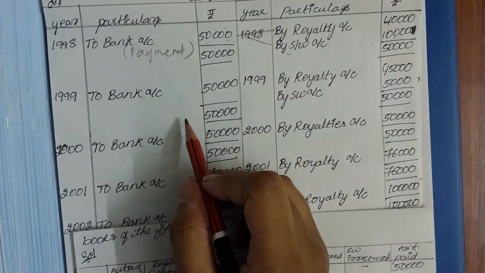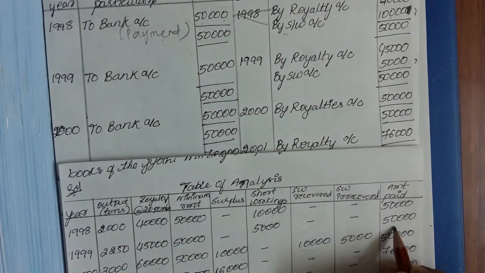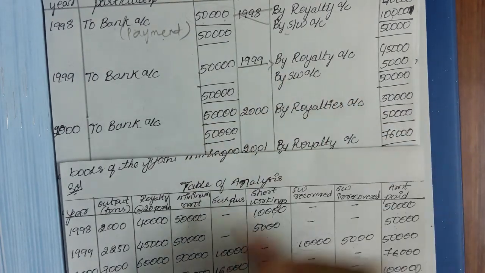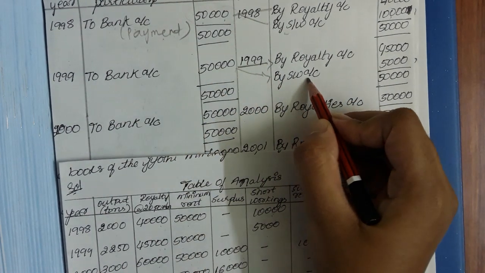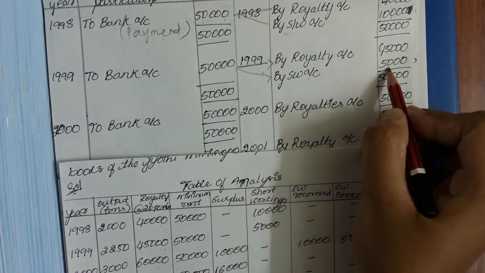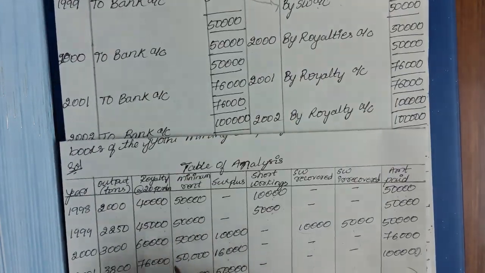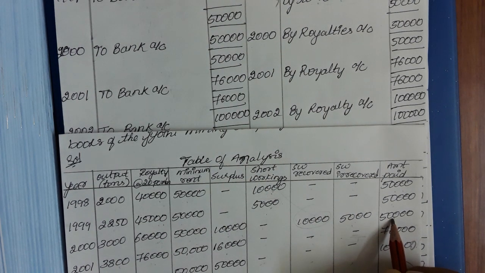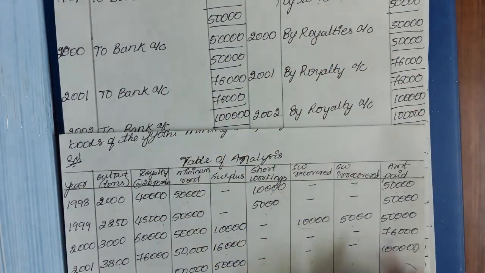Then in the second year also, how much did you pay to the lessor through the bank? 50,000 you paid. So how did you pay? 45,000 you paid from royalty and the other value you showed as short workings, 50,000 in total. Done. Next, in the third year, 60,000. How much is the amount you paid? You paid 50,000 to the bank account and you paid only royalties.